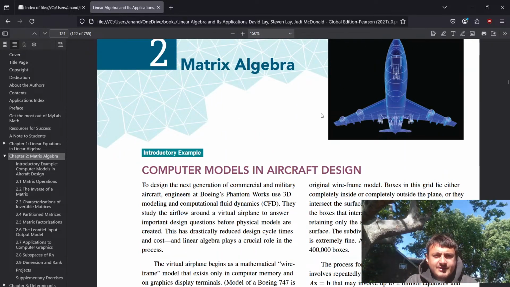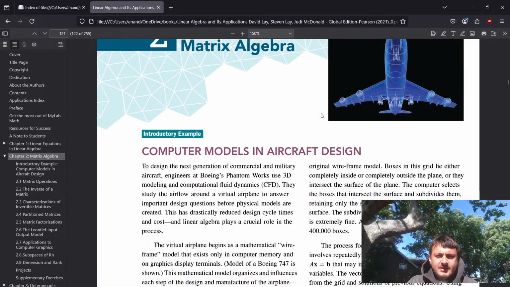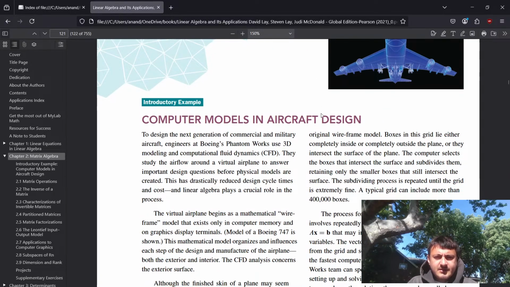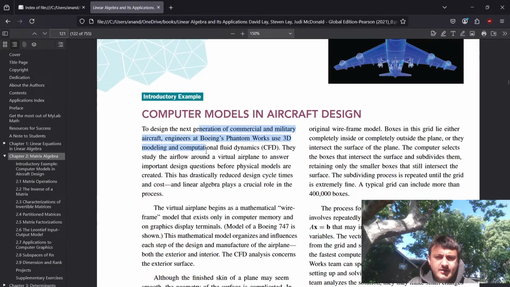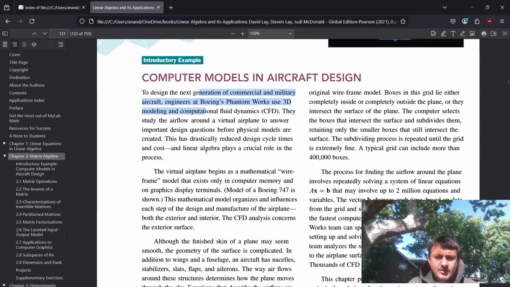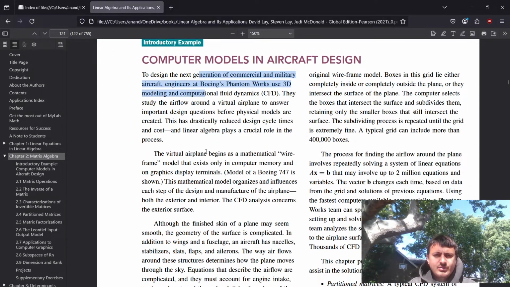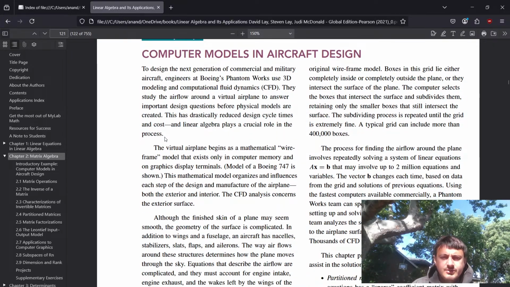So we have an introductory example to Chapter 2, Computer Models and Aircraft Design. To design the next generation of commercial and military aircraft, Boeing's Phantom Works used 3D modeling and CFD. They study the airflow around a virtual airplane to answer important design questions before physical models are created. This has drastically reduced design cycle times and cost, and linear algebra plays a crucial role in the process.